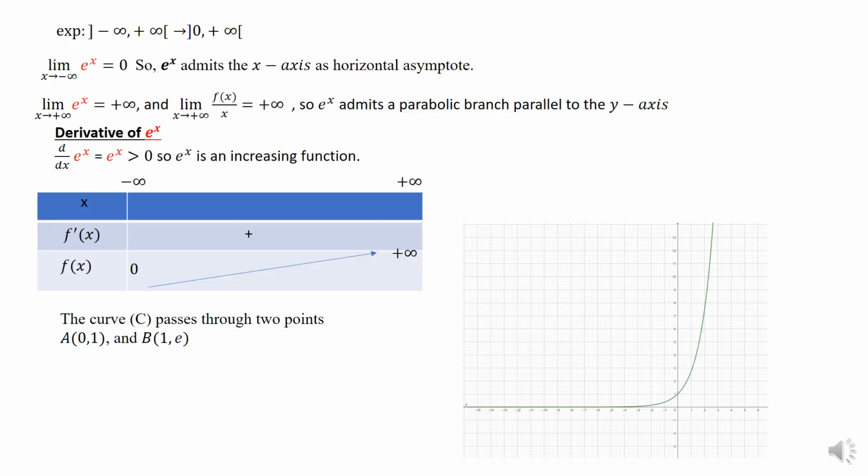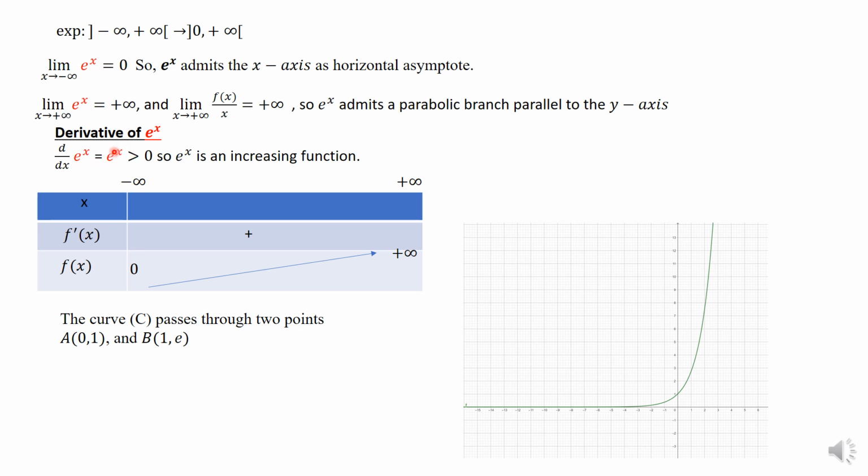Now we will move to the table. The limit as x tends to negative infinity is 0, which means that e^x admits the x-axis, y = 0, as horizontal asymptote, and the limit of e^x as x tends to plus infinity is plus infinity with the limit of f(x)/x being plus infinity. So e^x admits a parabolic branch parallel to the y-axis. Here we go with the table. At negative infinity, f(x) tends to 0. At positive infinity, it tends to positive infinity, with its derivative e^x.